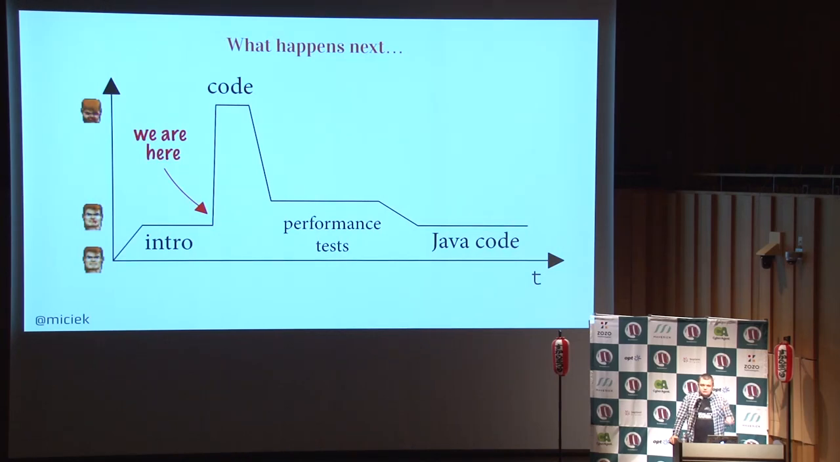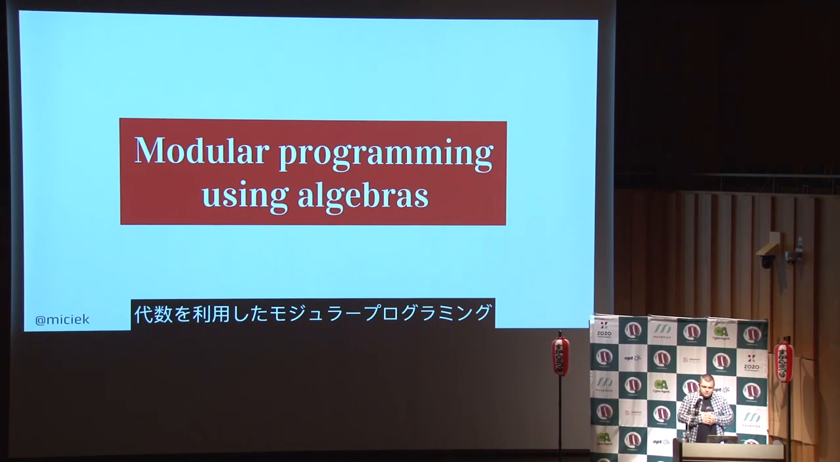So the agenda. This is the agenda for this talk. We have just been going through the introduction when I introduced the example. Now we are going through the Scala code, some particular code. We'll be doing some live coding and building this application I just described. And then, as a bonus, to cool things down a bit, we will move to performance tests. We'll be doing some performance tests using WRK and flame graphs. So it should be pretty intense at the beginning, but then it should cool down a bit at the end of the presentation, right? So the solution that we'll be using is modular programming using algebras.